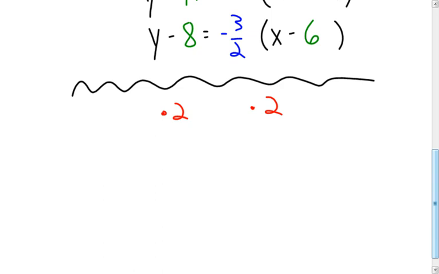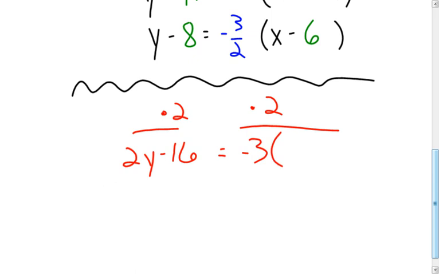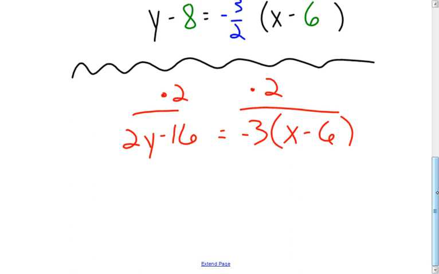Now, when I do that, I'm going to have 2y minus 16 here. And on this side, I'm going to take that -2 and multiply by the 3/2, so I'll have -3. And then I still have that x minus 6. And then I can go on, don't have to worry about these fractions. Distribute. For whatever reason, I'm going to distribute on the right side first. Left side doesn't change.